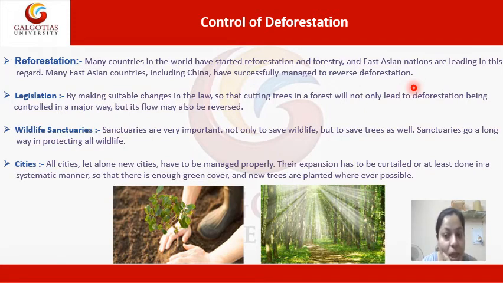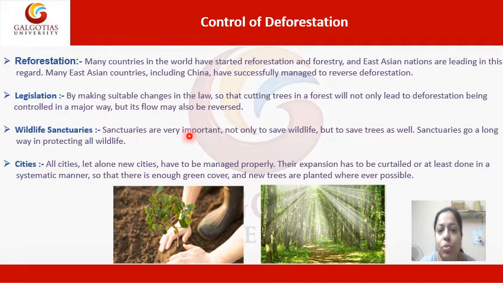But at the same time, many countries have, in order to compensate for the loss of these forests, planted as many new plants. So obviously, they have reversed the process of deforestation. So reforestation or afforestation is one way by which you can control deforestation. Next we have legislation.